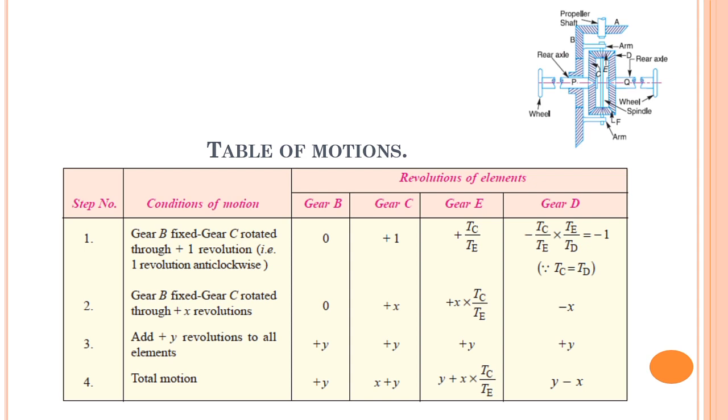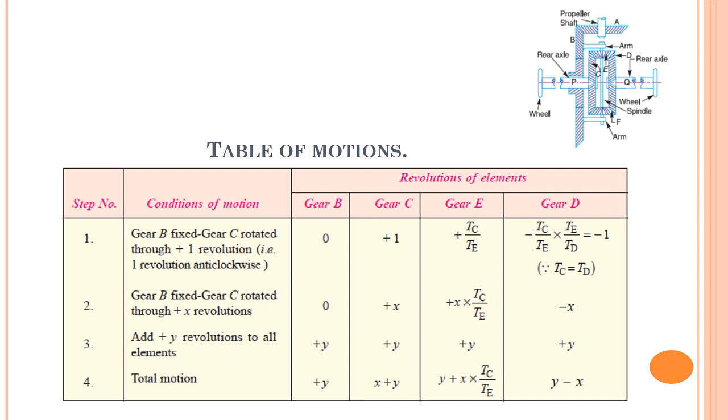Gear B is fixed and gear C is rotated with plus X revolutions. Instead of plus 1, now here is plus X. Multiply by X for the first row, and you will get the second condition. In the third condition, add plus Y revolution to all elements. Add plus Y to all. In the last total revolution row, it will be the summation of the second and third conditions. Therefore 0 plus Y is Y, and X plus Y gives X plus Y.